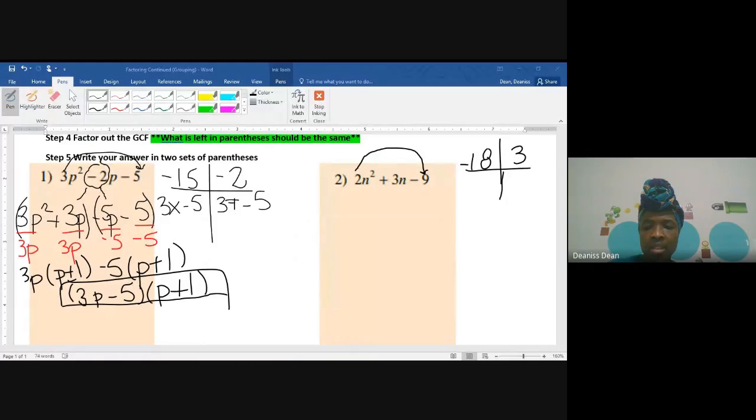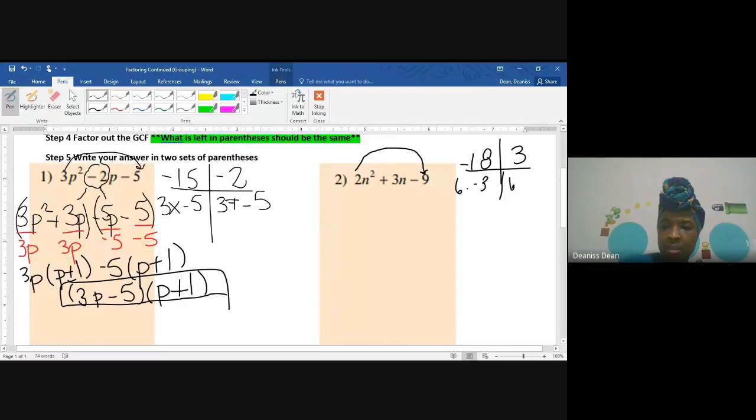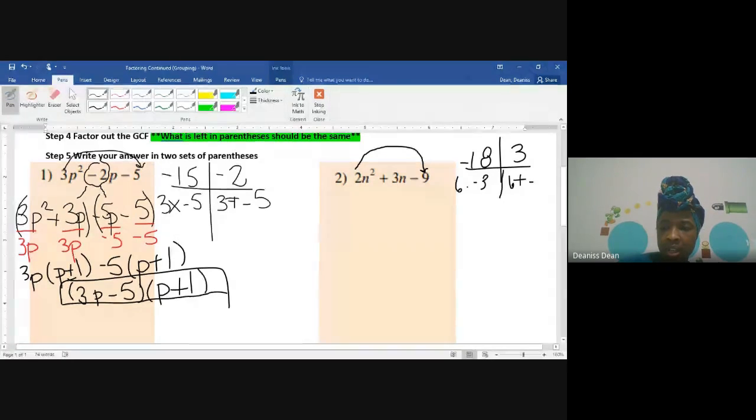Anybody got an answer? Factors of negative 18 that when you combine those factors together, you get a positive 3. Okay, yes, that is correct. So 6 times negative 3 is negative 18, and 6 plus negative 3 is going to give me positive 3. So those are going to be the numbers we substitute into our problem. So the first term stays the same. So we have 2n squared.